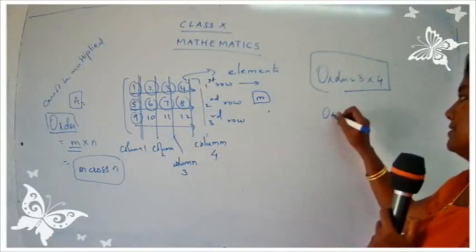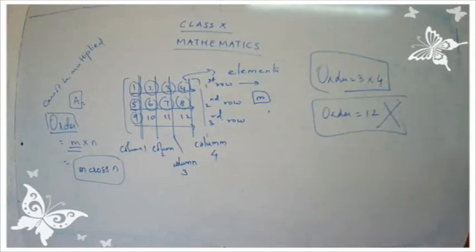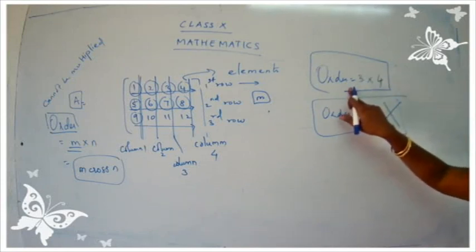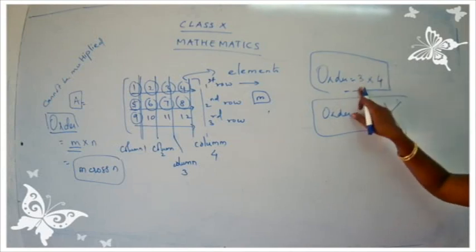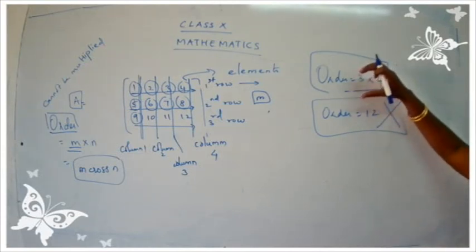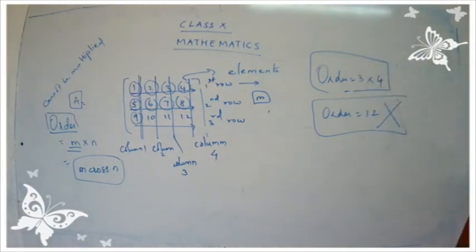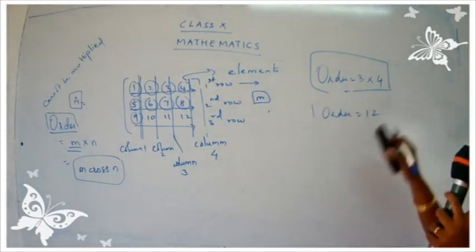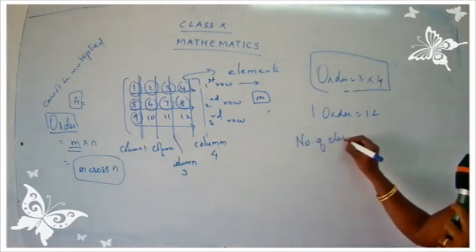Do not write the answer as 12. This is the wrong way of writing the order. You have to write the order as m cross n. Be careful, children. How are you going to write down the order? M cross n. M is the number of rows and n is the number of columns. So you cannot multiply them. You have to just keep it as m cross n. Are you clear, children? So do not multiply the order. Okay. So here one more thing you have to find out is the number of elements. How are you going to find the number of elements? Very easy.